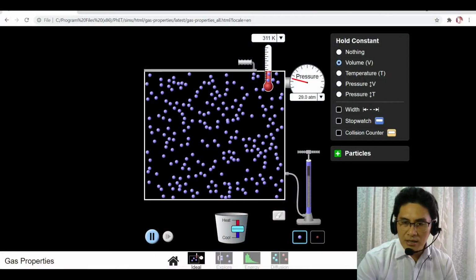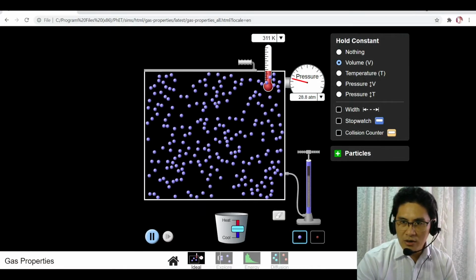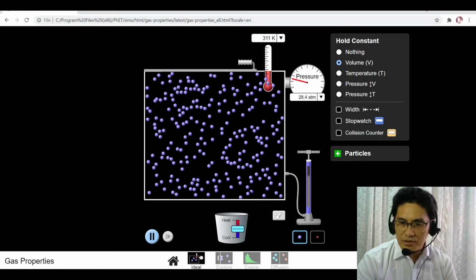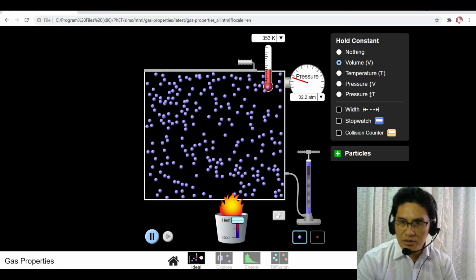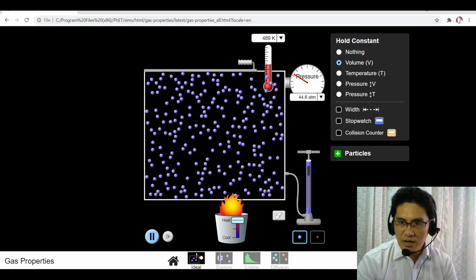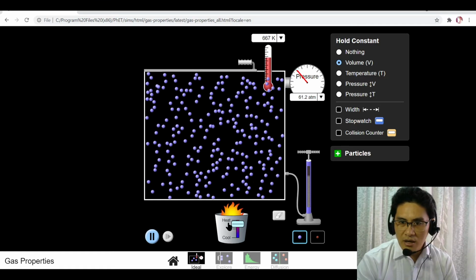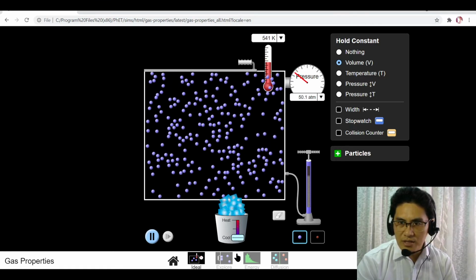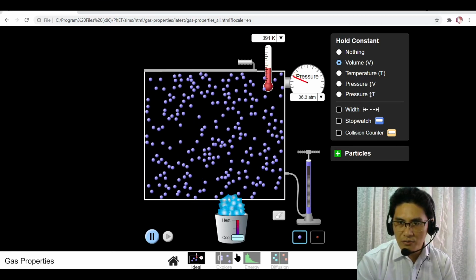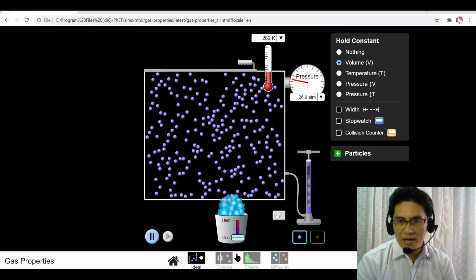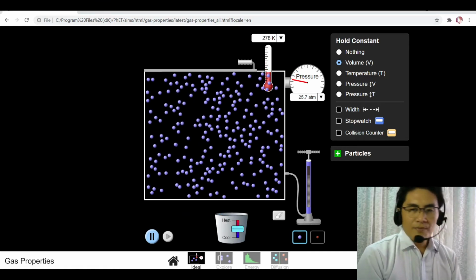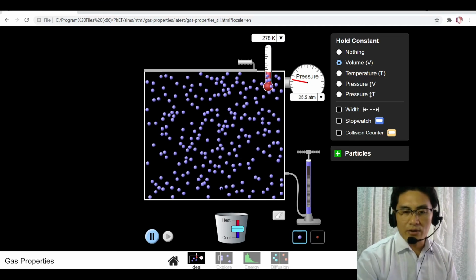Let me do this one more time. If we look at 300 Kelvin and the pressure, and we increase the temperature, now the temperature is around 400. Look at the pressure go up also. And if you decrease the temperature from 600 going down to around 400, the pressure also drops down. So that is essentially what Gay-Lussac's law is about.